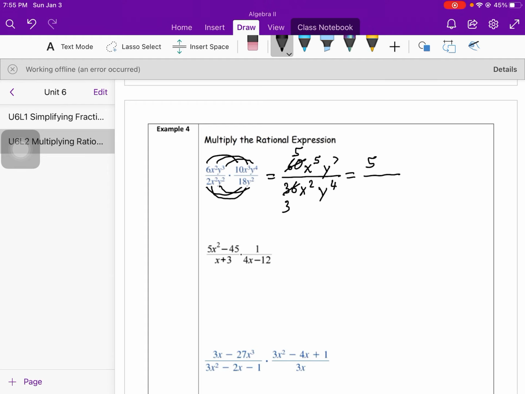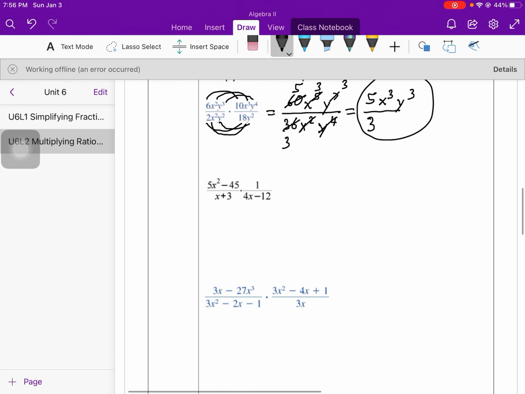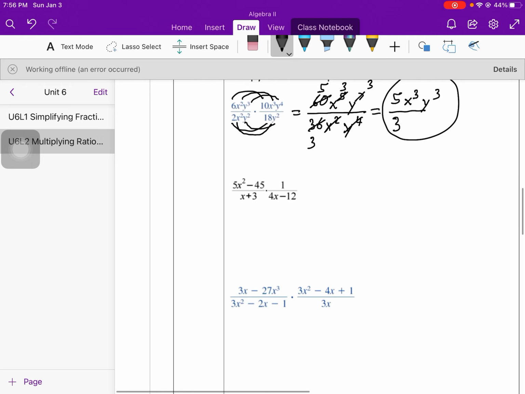We have 2 x's on the bottom and 5 on the top, so if you subtract those, because we're dividing, we're left with 3. 5 minus 2 is 3, so x to the 3rd. I forgot to put the 3 down here. And then we have y to the 7th over y to the 4th. Since we have more on the top, we're going to have 3 left when we get rid of those y's on the bottom. You just subtract the numbers there. So this is going to be our final answer: 5x cubed y cubed, all over 3. And you know you're done because you can't factor anything else out of the top or the bottom.